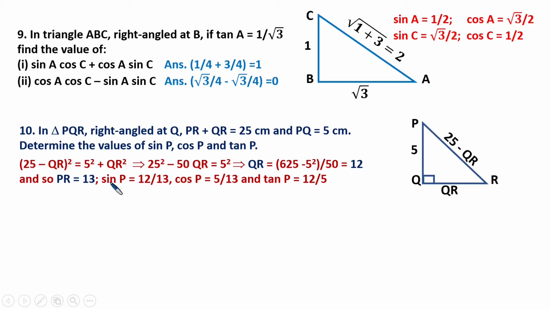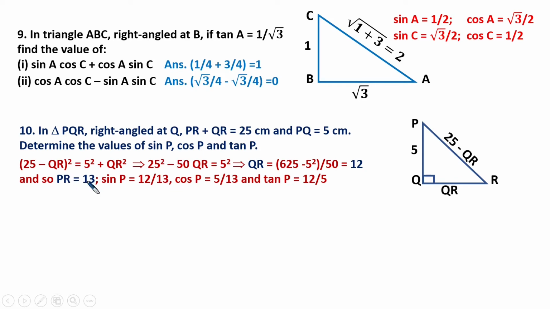So PR is 13. Now I can write sin P is equal to 12 by 13, that is your opposite side QR by 13, the hypotenuse. And cos P is 5 by 13 and tan P is 12 by 5. So once you get this, you can find other trigonometric ratios.